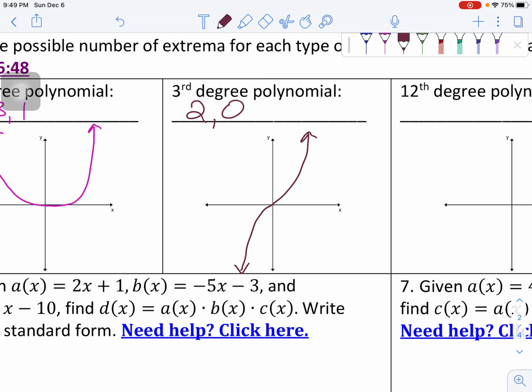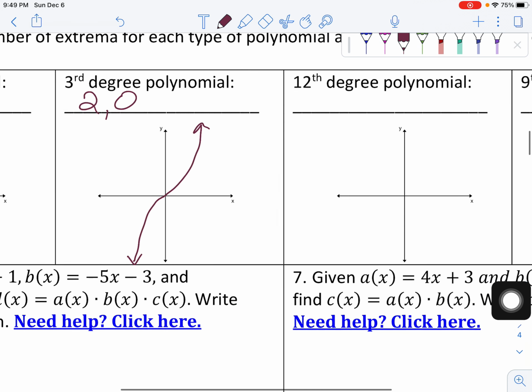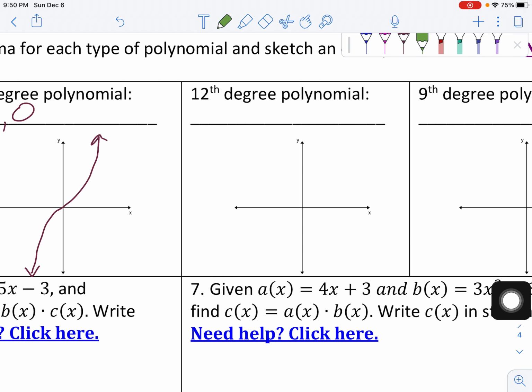So the very simple 3rd degree polynomial, let's just go with a straightforward one, is this one. And this is actually the example of the 3rd degree polynomial that has no extrema. There is no relative minimum or maximum here. This is just an increasing function the whole way.